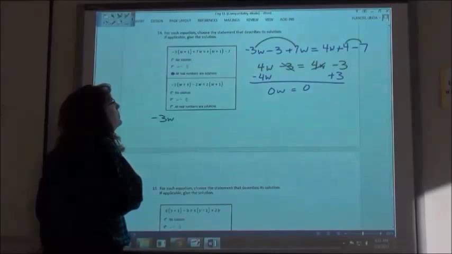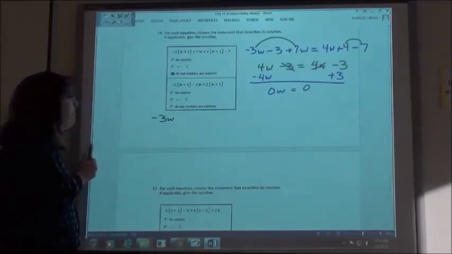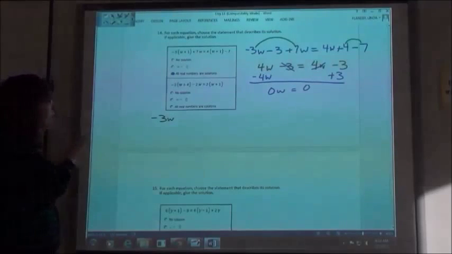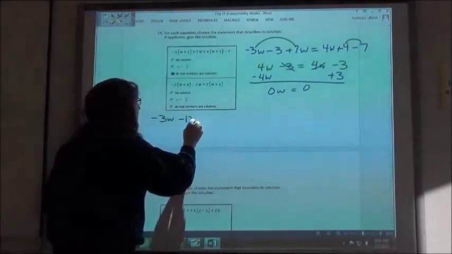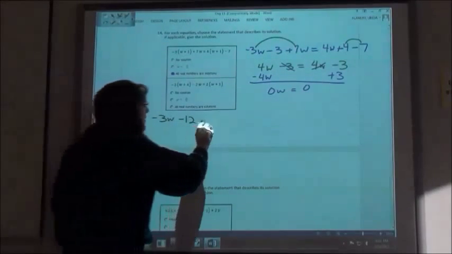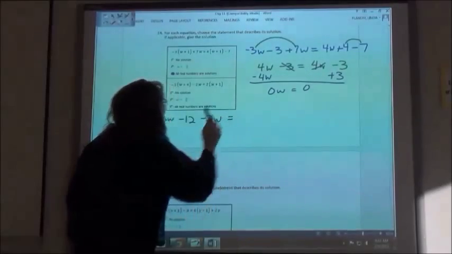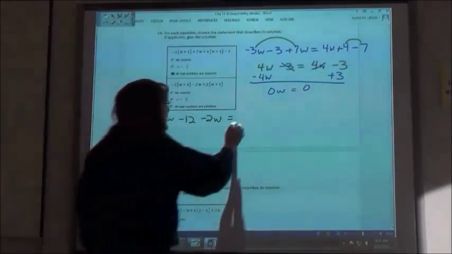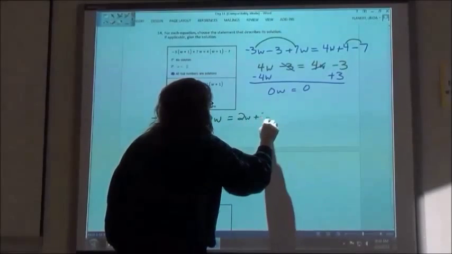Is that going to be a positive negative 3? Oh, okay, negative 12. Yep. Equals, whoops, negative 12, oh, minus 2w. Yep, can't forget that guy. Equals 2w plus 2.